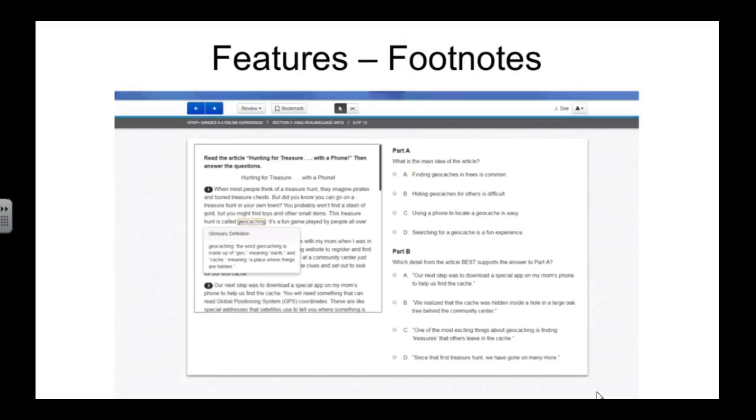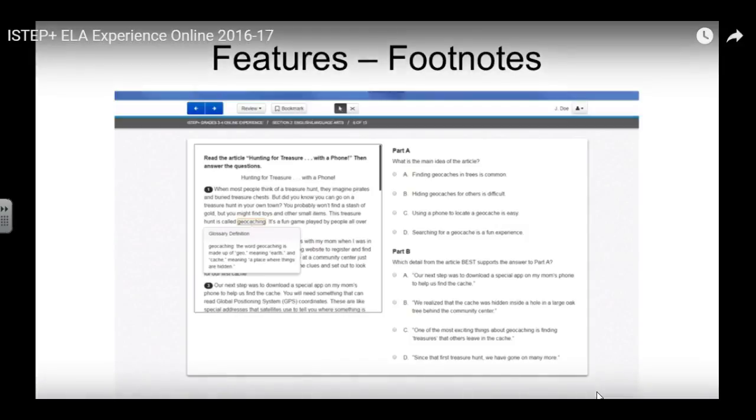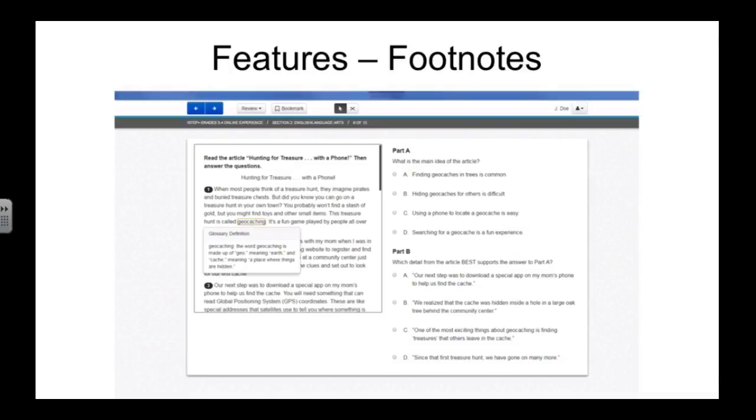In addition to the previously mentioned tools, there are some helpful features in TestNav 8. For example, some passages contain footnoted words. In the online environment, those words will appear with a dotted underline. When the student clicks on the word, a glossary definition pops up as shown on the slide. Scrolling away from the word will make the definition disappear.